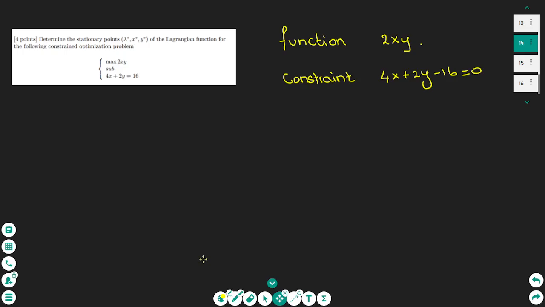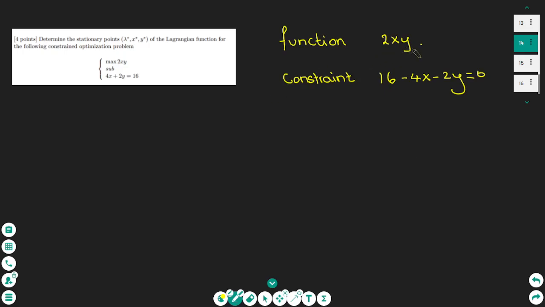Hello, in today's lesson I'm going to show how to find the stationary points of a Lagrangian function for the following constraint optimization problem. Maximizing the function 2xy subject to a constraint 4x plus 2y equals 16.